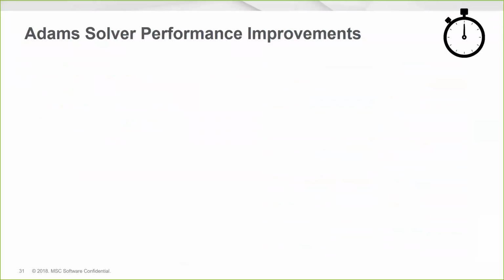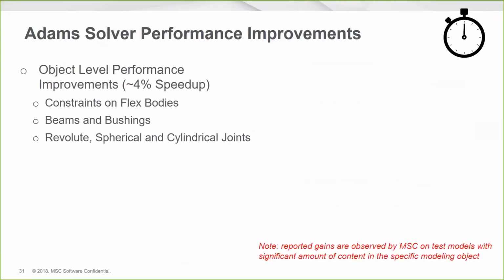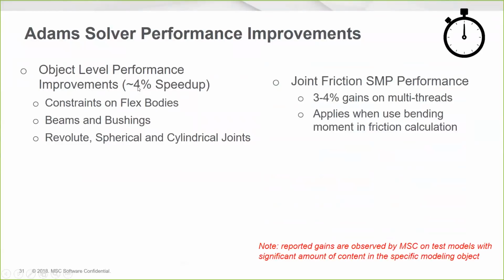Also here in Adams 2019, a number of Adams Solver improvements, performance improvements specifically. So there are some object level performance improvements that have been made. These are done on constraints that apply to flex bodies, beams and bushings, and revolute, spherical and cylindrical joints. So if you've got models that are dominated by these things or have a number of these things in them, we've seen up to around 4%, so some incremental speed up in the solver there.